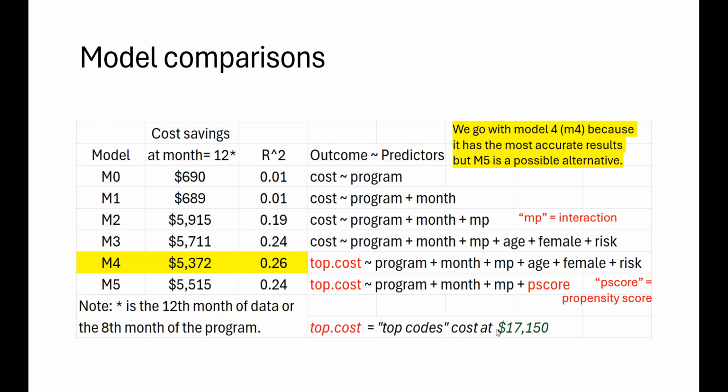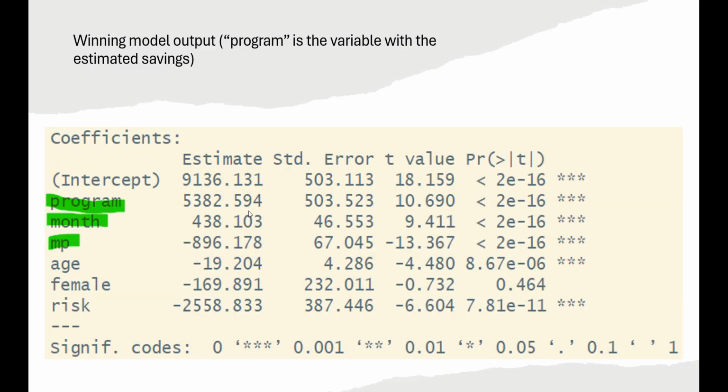So we did top code at $17,150, and we see probably Model 4 is the best one to go with. Here's the outcome of what it looks like. I highlighted in green program, month, and MP. So when we multiply these three values, that's how we get our estimate. Because it's an interaction, we need to use all three together to see what the impact is.